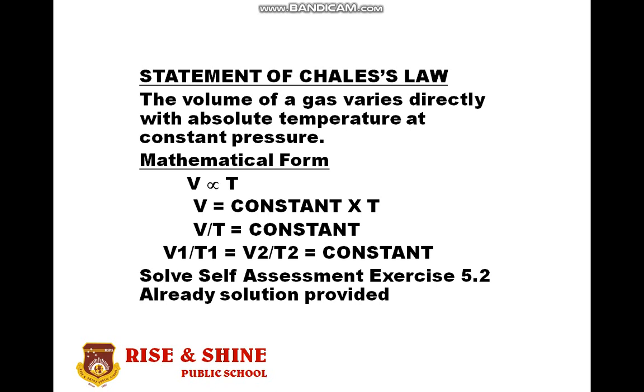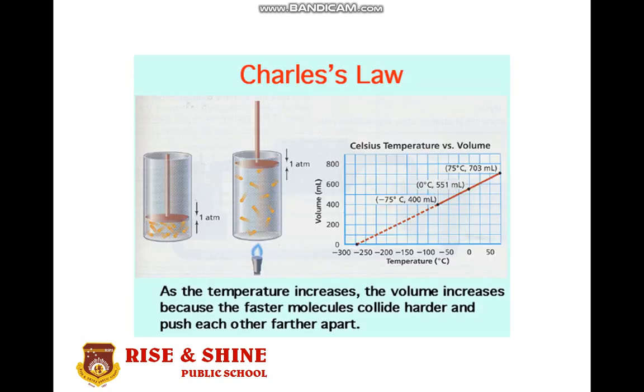Or we can write V by T is equal to constant, because on this side T is being multiplied, and when it goes to the other side, it is divided. So we can write V by T is equal to constant, or V1 by T1 equals V2 by T2 equals V3 by T3 equals constant. Students, we have provided solved self-assessment exercise 5.2. You can solve these assessments by using these equations.